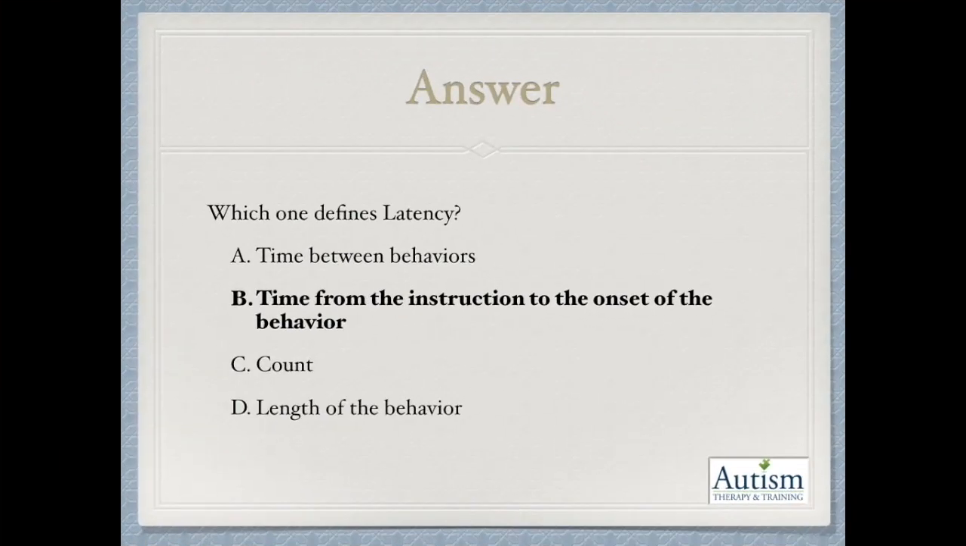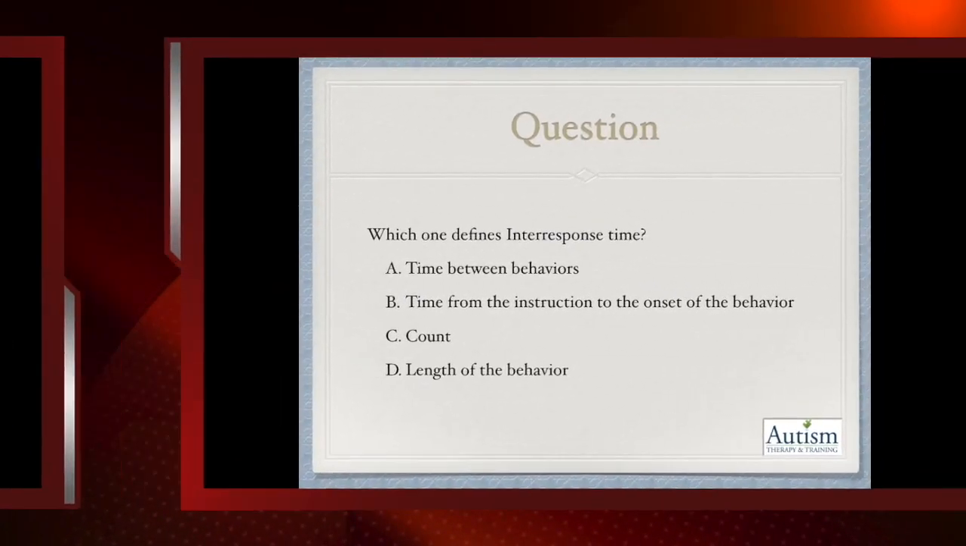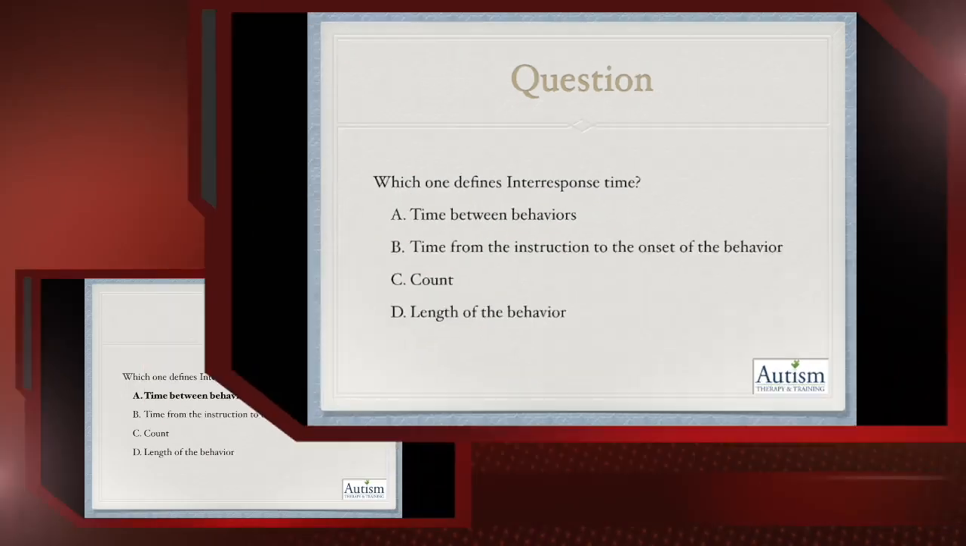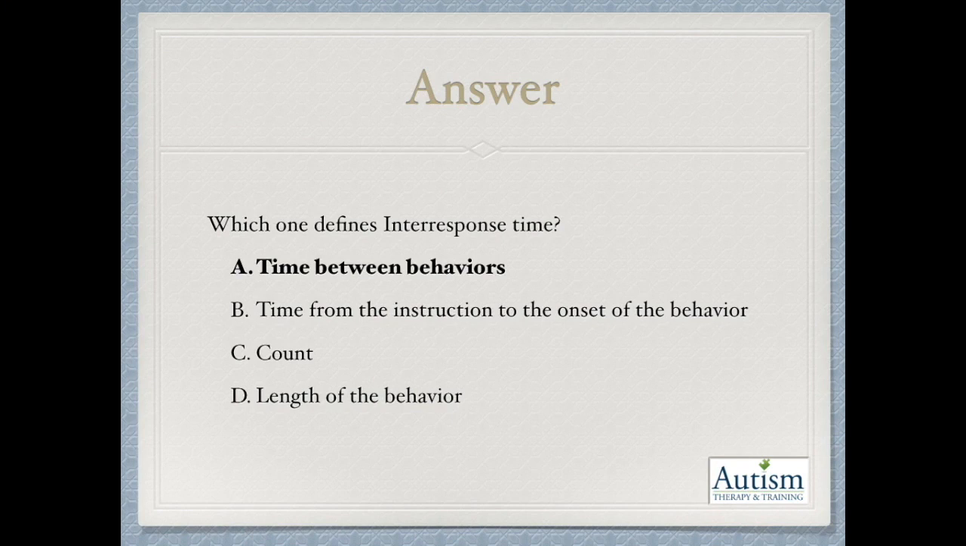And the correct response is B, time from the instruction to the onset of the behavior. Which one defines interresponse time? A, time between behaviors. B, time from the instruction to the onset of the behavior. C, count. Or D, length of the behavior. And the correct response is A, time between behaviors.